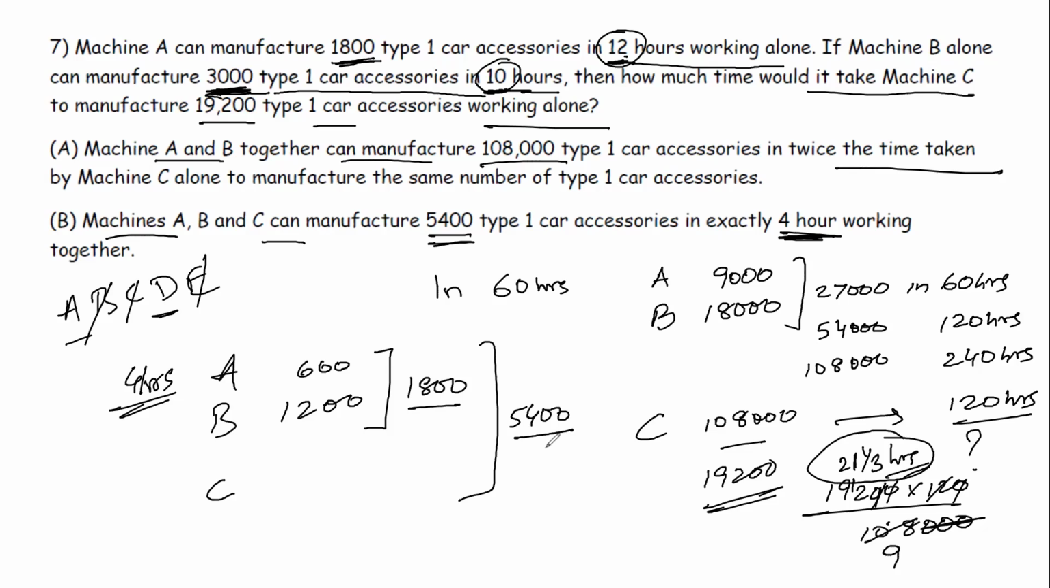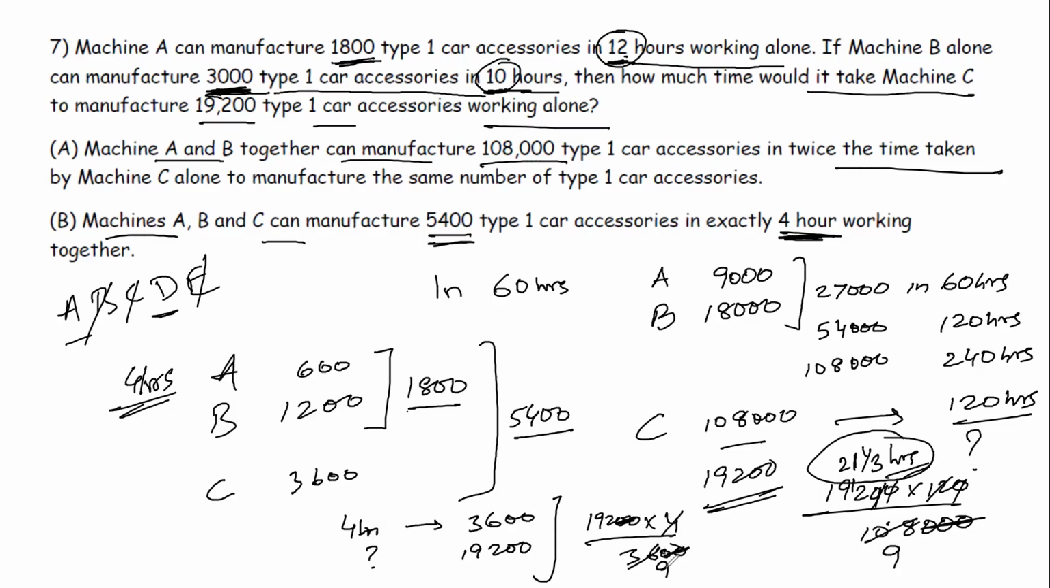So subtract 1800 from 5400 and we'll get 3600. Correct? Right. So now we know that in 4 hours, C can do 3600. So for 19,200, it'll take how much? So 19,200 into 4 upon 3600. So the zeros cancel with zeros. 4 goes into this 9 times. And then 9 goes into this 22, 18, 112.